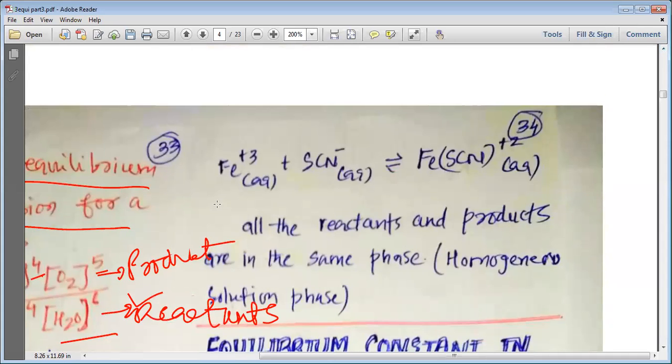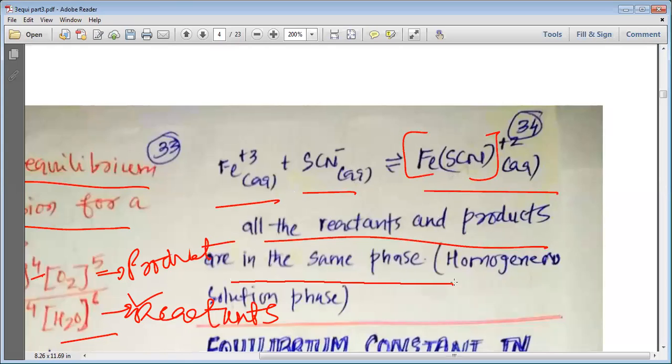One more example: Fe3+ aqueous plus SCN minus aqueous, that gives FeSCN2+ aqueous. This is also a homogeneous equilibrium. All the reactants and products are in the same phase. Such a situation is known as homogeneous equilibrium.